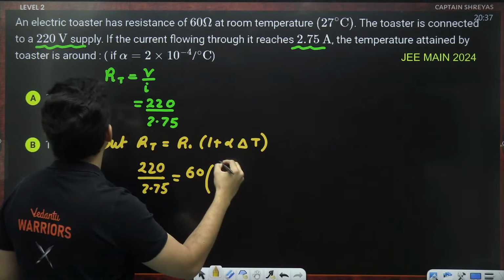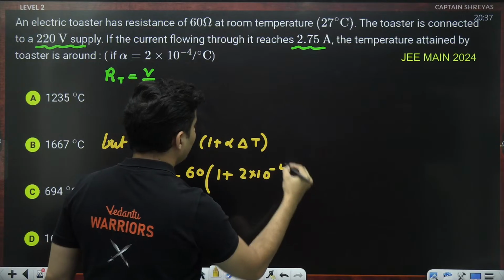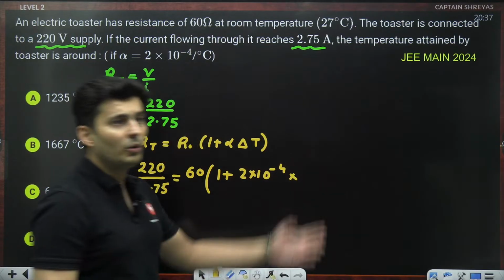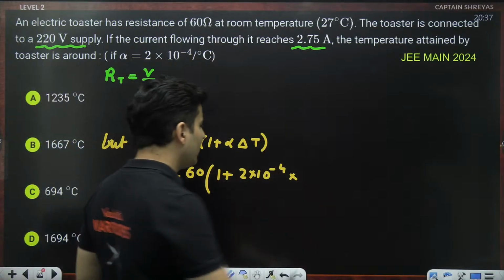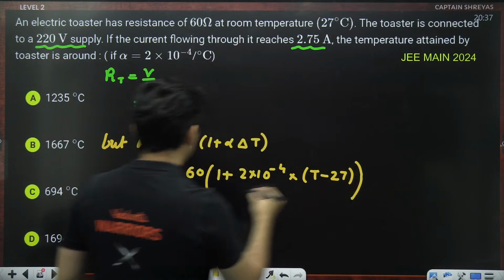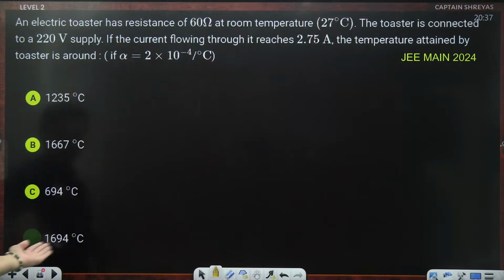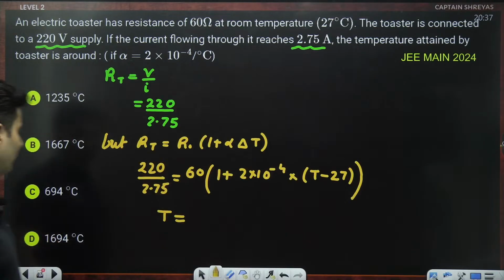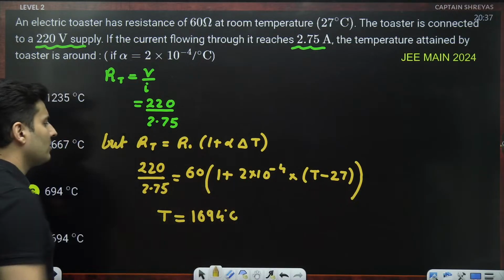1 plus alpha. What is alpha? 2 into 10 to the power minus 4, into delta T. So what do you put delta T as? Basically final minus initial temperature. So final temperature is what we need to find. Initial is 27. In this equation, solving, you will get the answer. The final answer comes out to be 1694 degrees Celsius after solving it.